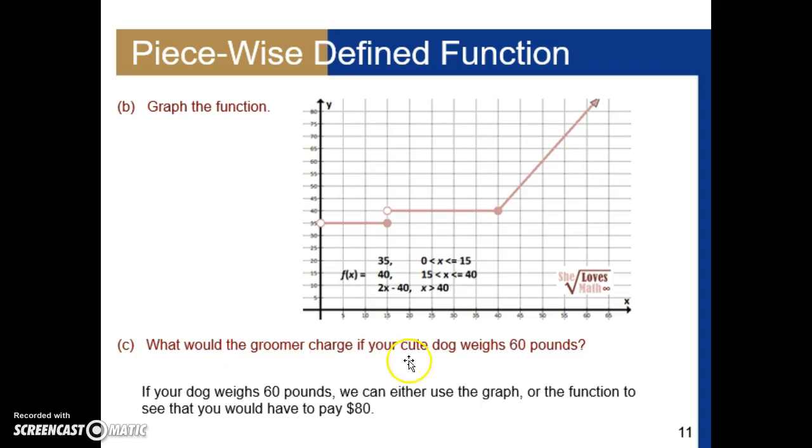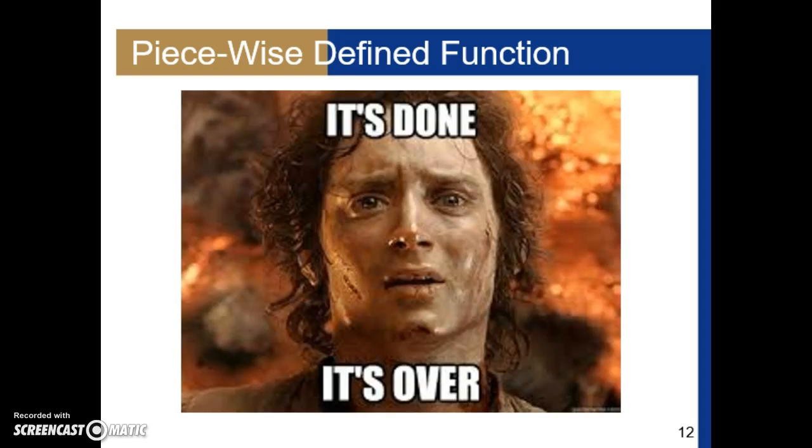So this says, what would the groomer charge if your cute dog weighs 60 pounds? Well, if your dog weighed 60 pounds, we're in this part of the domain, x greater than 40. So she's going to charge us 2x minus 40, and that would be $80. So pretty straightforward. We'll work with some piecewise defined functions when you come to class next time, and you'll be more comfortable with them.